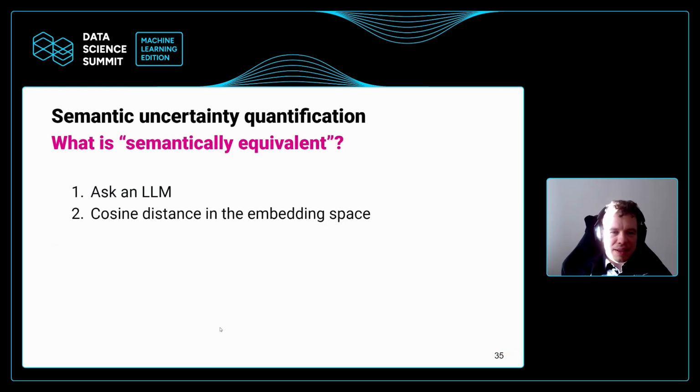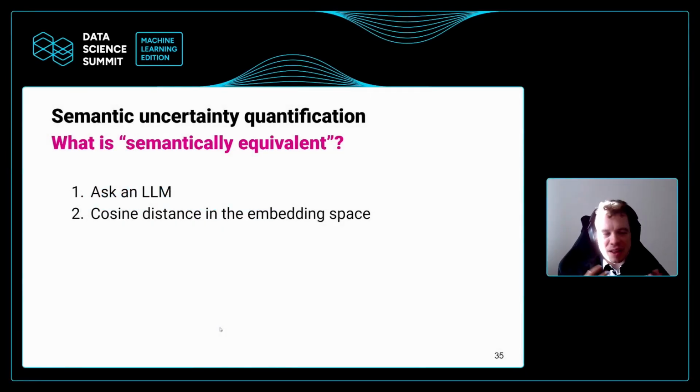And then what is semantically equivalent? As I already briefly mentioned, we should ask an LLM, or we can again look at the two answers and do something like cosine distance in the embedding space.